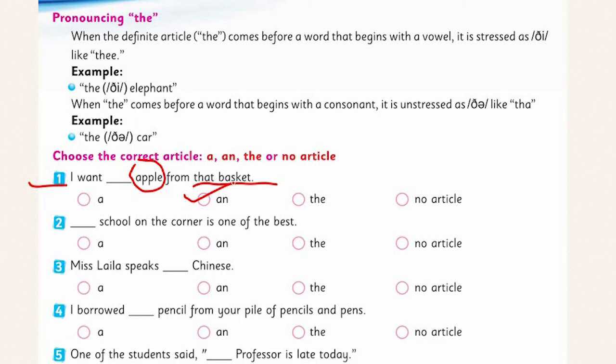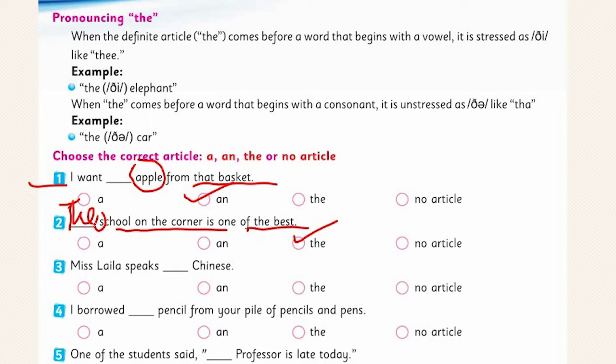The second one is school on the corner is one of the best. That specific school which is on the corner, the person is referring to, which is known to the listener and the speaker both. So what will we do? Yes, choose the here. Because school is starting with the consonant sound, we will pronounce the school. The school is the right answer here.